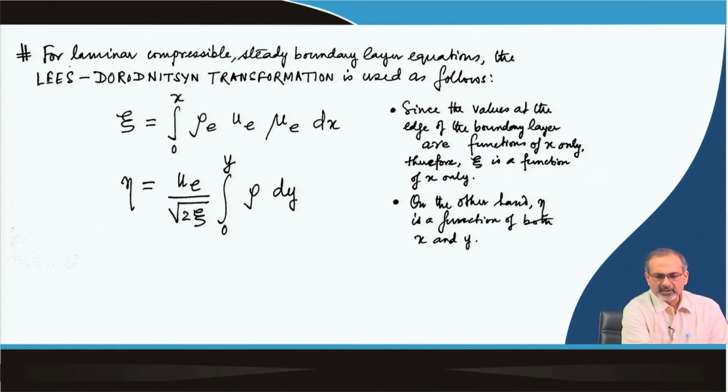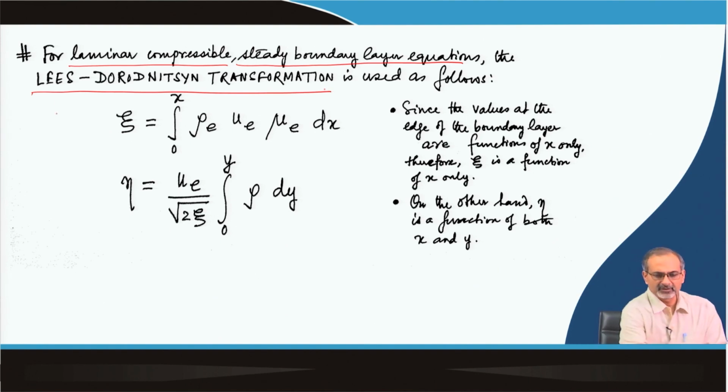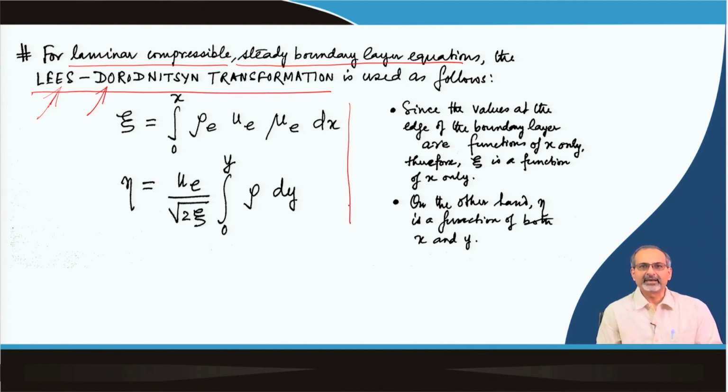When it comes to the laminar compressible steady boundary layer equations, then we find that we need a different transformation which is called the Lees-Dorodnitsyn transformation, named after two scientists who had important contribution in this direction, and we thereby have two functions xi and eta defined over here. So, as you can see, xi is purely dependent on x, while eta is dependent both on x and y.